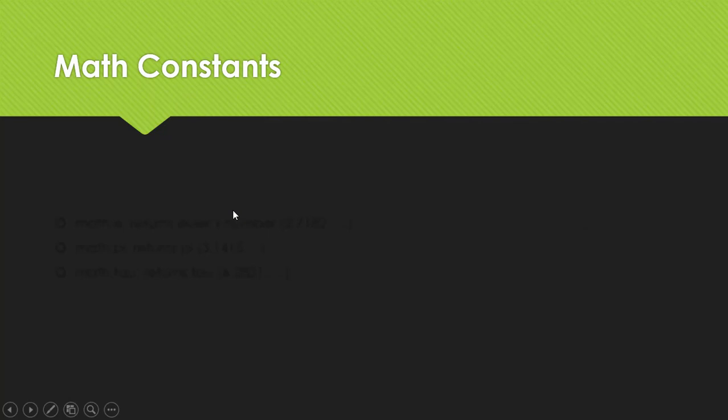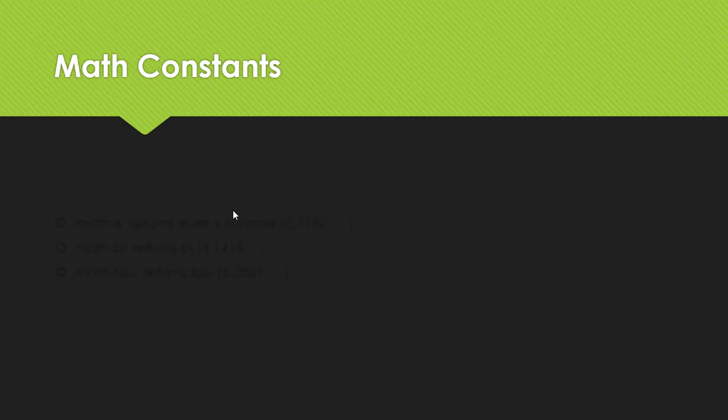The next is math constants. Now we know what is the value of pi. It is 3.14, but that's not it. We don't know the complete value of pi. It is 3.1415 and so on.